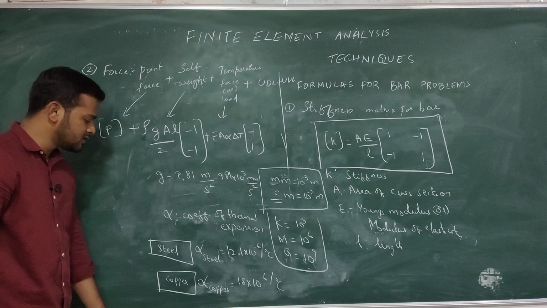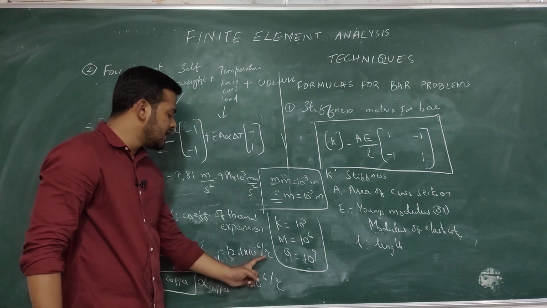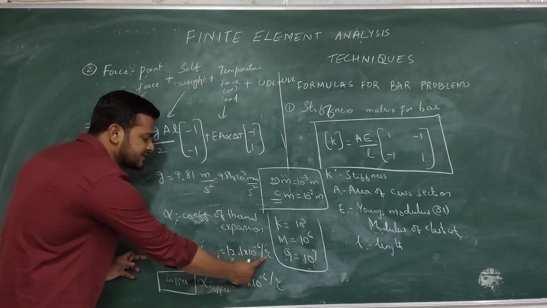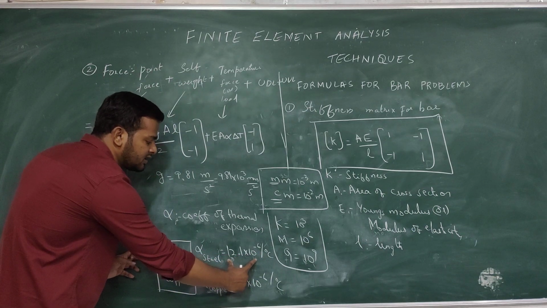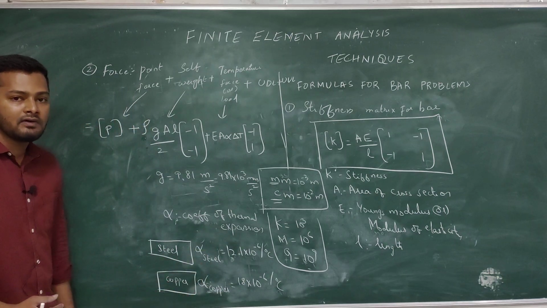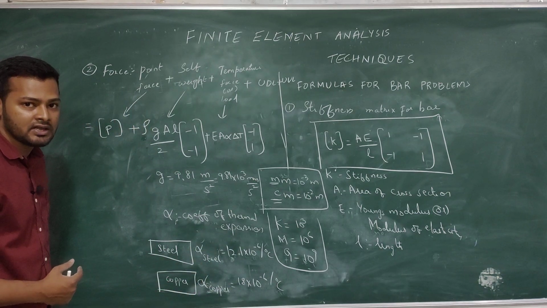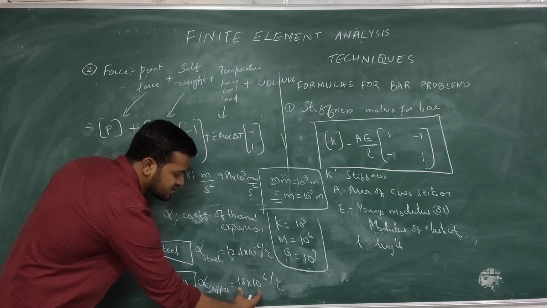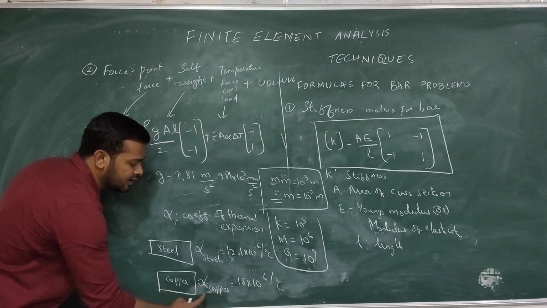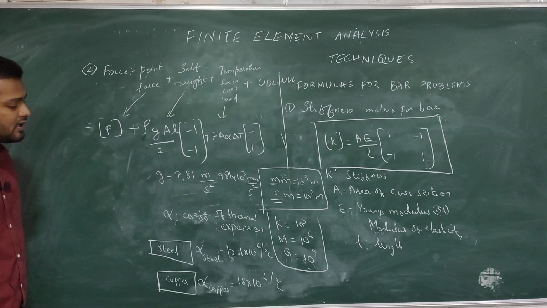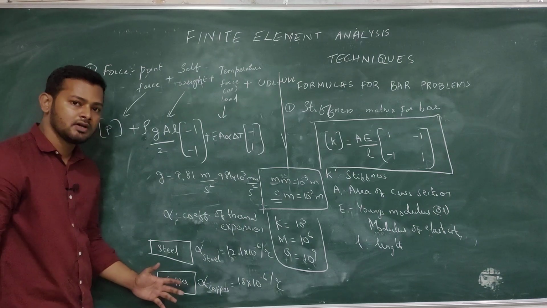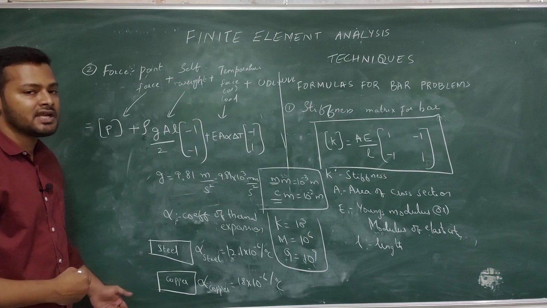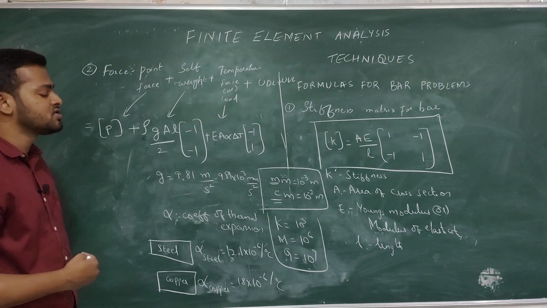Because of these values, if I am heating this member by 1 degree centigrade, the strain in this member will be 12.1 into 10 power minus 6. If I am heating copper by 1 degree centigrade, the strain in copper will be 18 into 10 power minus 6. What is strain? Strain is the change in dimension compared to its original dimension: change in length by original length, or change in diameter by original diameter.